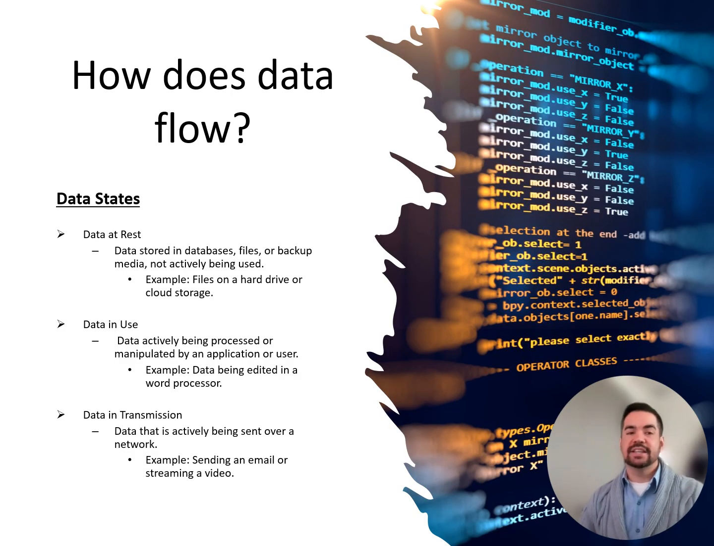We will begin by explaining the flow of data. It can exist in three different states: at rest, in use, or in transmission. Data at rest is stored and not actively being used. Think of the files on your computer or in the cloud storage. Data in use is when it's actively being worked on. Think of editing a document in Word or Excel. Lastly, data in transmission is data that is moving across the internet or network. An example is when you send an email or you're browsing the web.